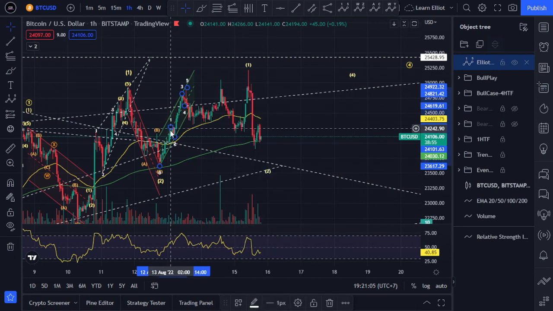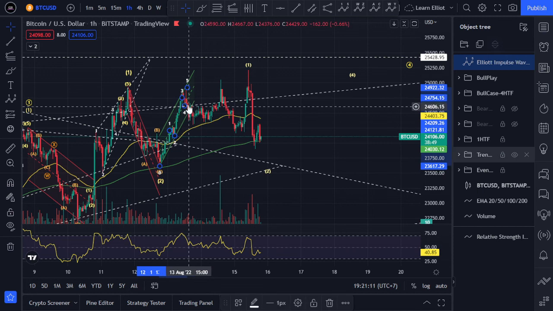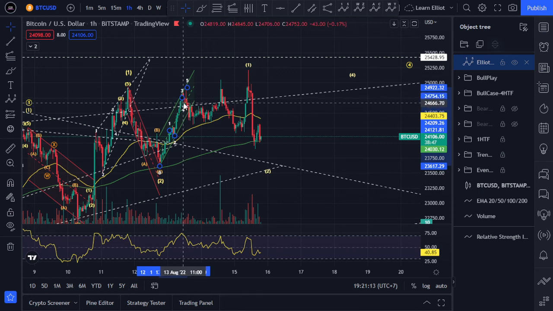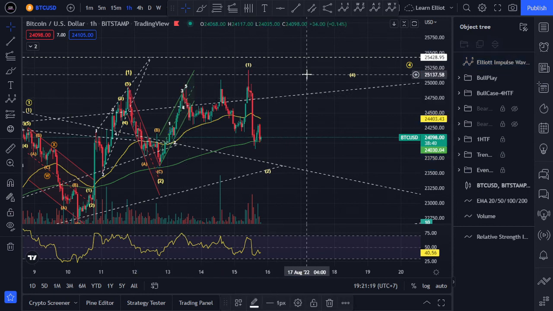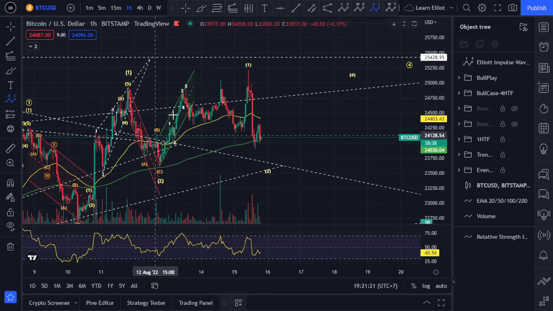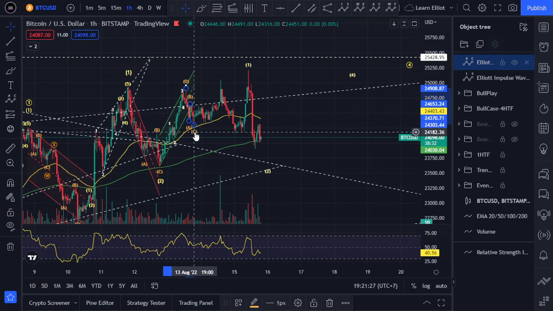So we have a complete 5 wave to the upside, assuming that this is the third, this is the 4 here and this is the 5 here, and we have a minuscule ABC correction here. ABC, this is also a minuscule ABC.